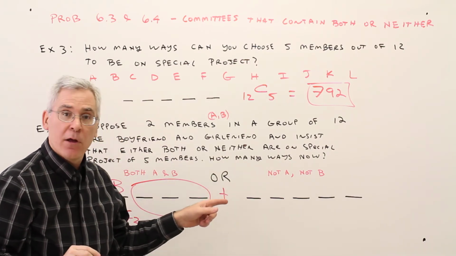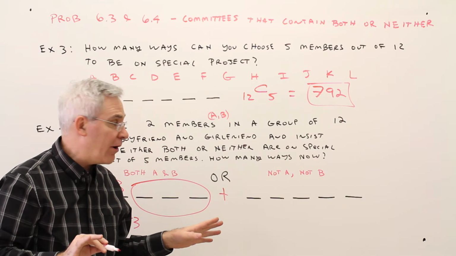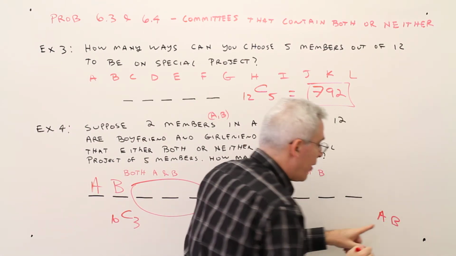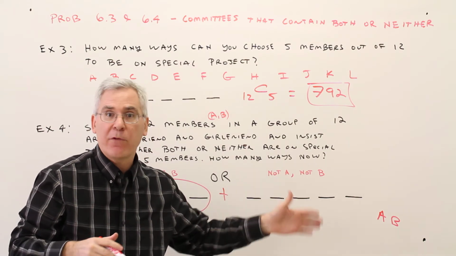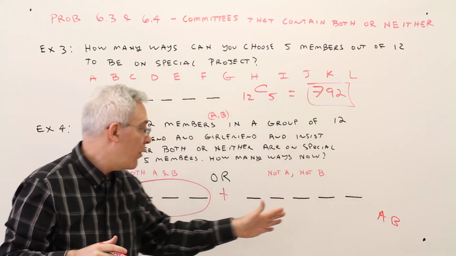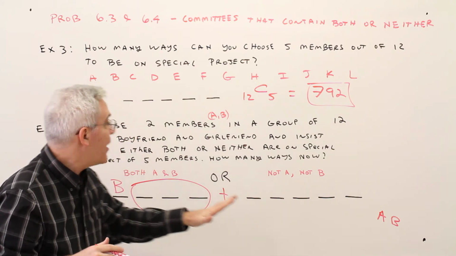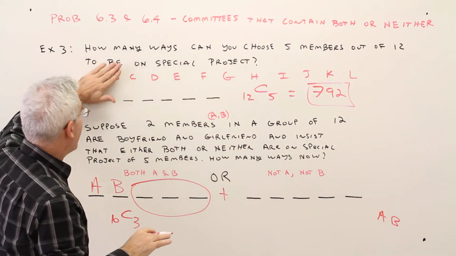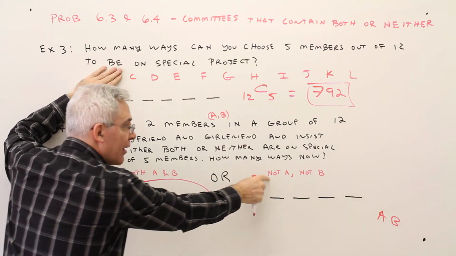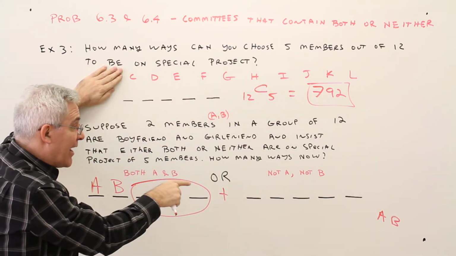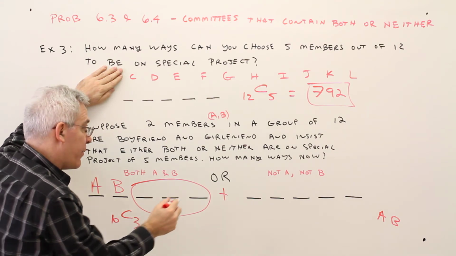Over here, A and B are both not on the project. Just as a visual, I'll put them over there in the corner of the room crying or whatever, not being on the project. Okay, so now, again, A and B are not to be considered because they're not on the project. So out of these remaining 10 people, I now have to choose 5 of them.